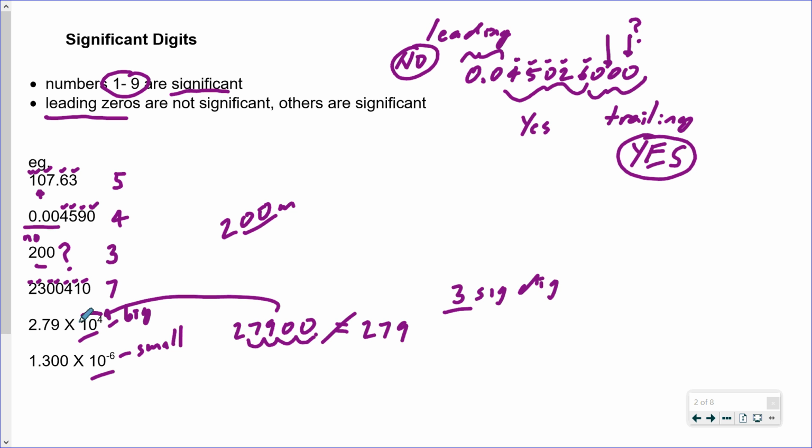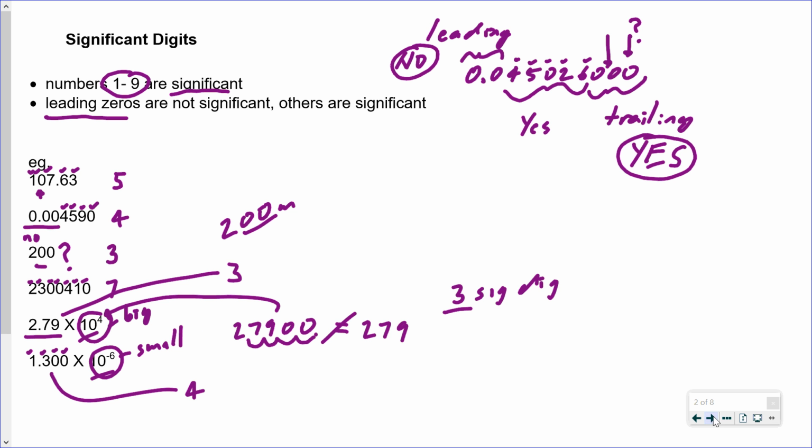You never count anything here. Do not count those. We only count these numbers. So this one would then have 3 significant digits. This one here, using the same rules as above, we count the 1, we count the 3, we count the trailing zeros. So that would have 4 significant digits.